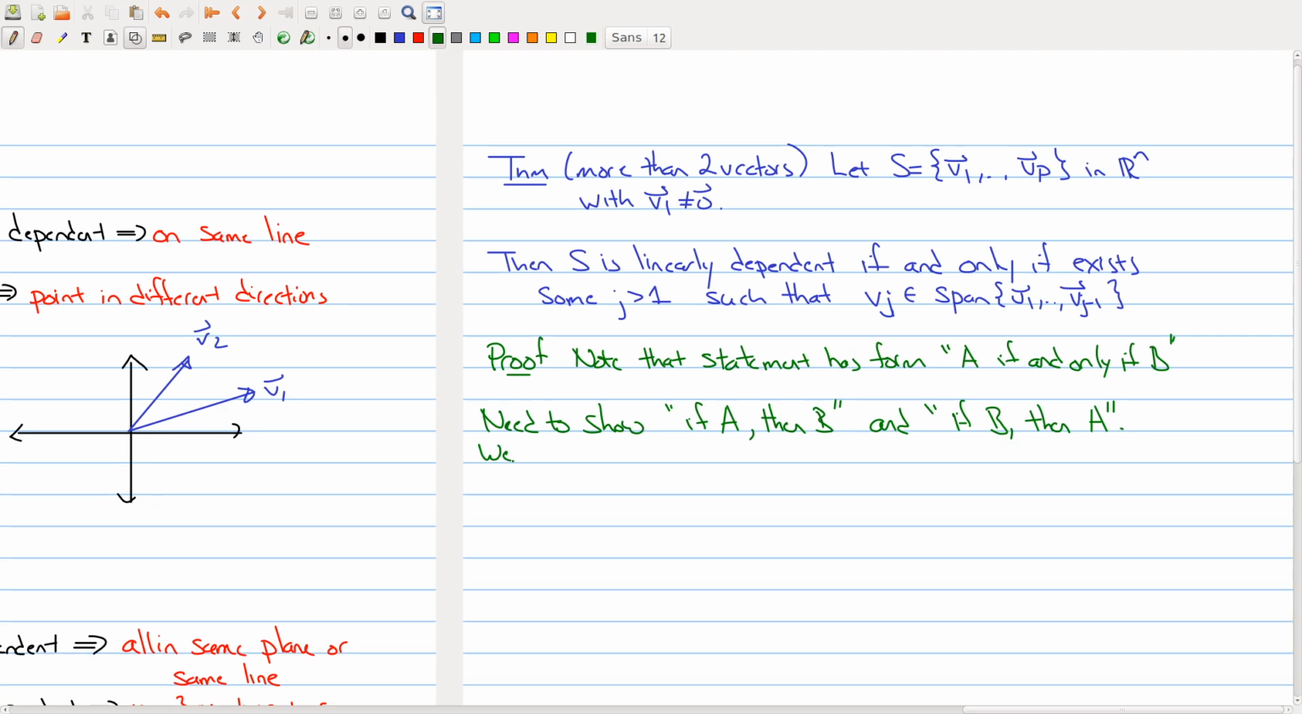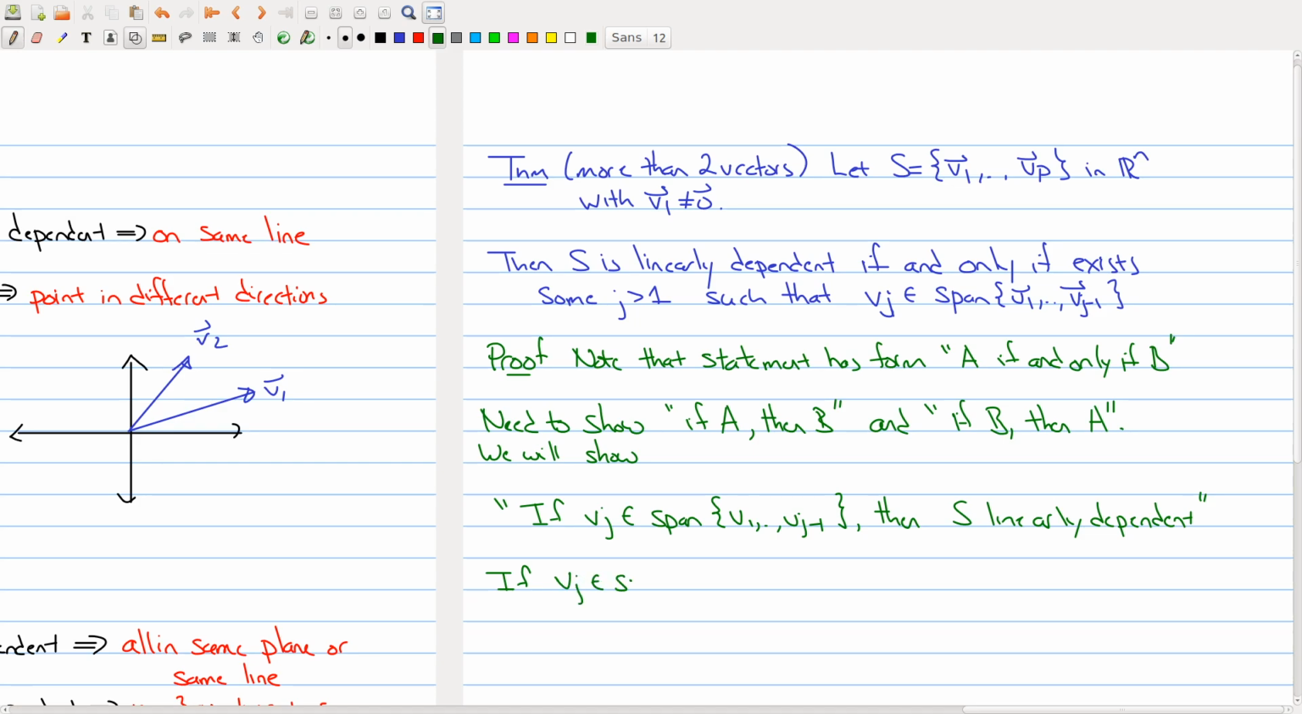Okay, so we will show that if Vj is in the span of V1 through Vj minus 1, then S is linearly dependent. Okay, and geometrically, you should keep in mind, say you're taking V1, and let's say that V2 is in the span of V1, well, that would mean that V2 lies on the line described by V1. Okay. So here's the proof.